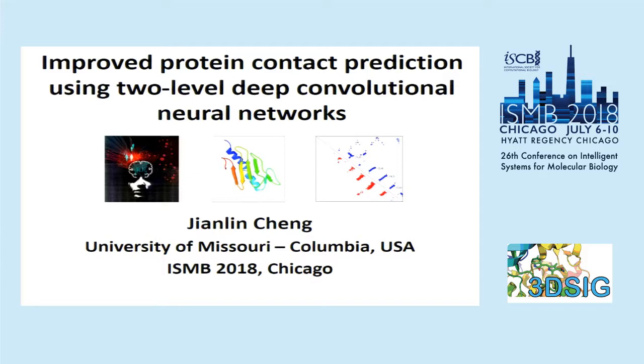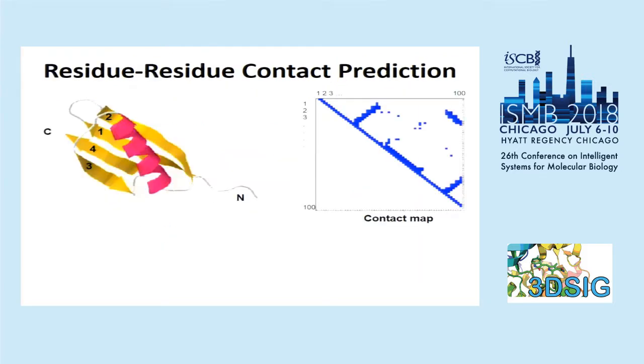I will talk about our recent research of using deep convolutional neural networks to improve protein contact prediction. Given a protein structure, we can calculate the distance between any two amino acids. If the distance is below a threshold, such as 8 angstrom, we say these two amino acids are in contact. And we can represent all the contacts in the protein using a contact map. For instance, residues I and J are in contact as a dot here, otherwise it's blank.